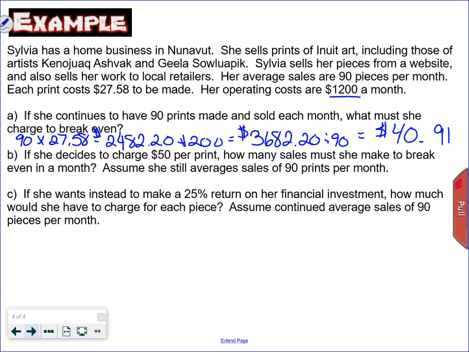For the second part, if she decides to charge $50 per print, how many sales must she make to break even in a month? So assume she still averages sales of 90 prints per month. So for this, we know that her total expenses are still $3,682.20. We're going to divide this by the $50 that she charges for each print. And when we do that, we'll get to 73.64, which means that she needs to sell 74 prints in order to break even.